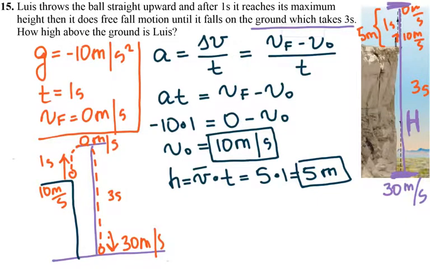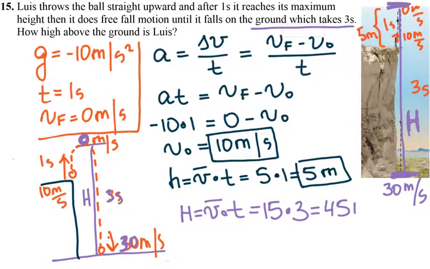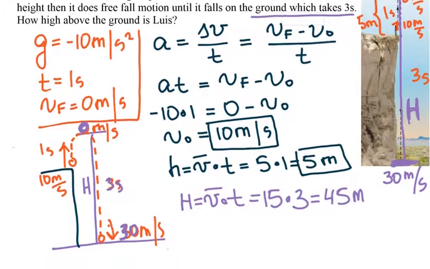So now I'm going to calculate the total height, this height. This height is equal to average velocity times the time. I'm starting from 0, and the final is 30. So average is 15, and the time to hit the ground is 3 seconds, so that is 3. So this is 45 meters, and this is what I got.